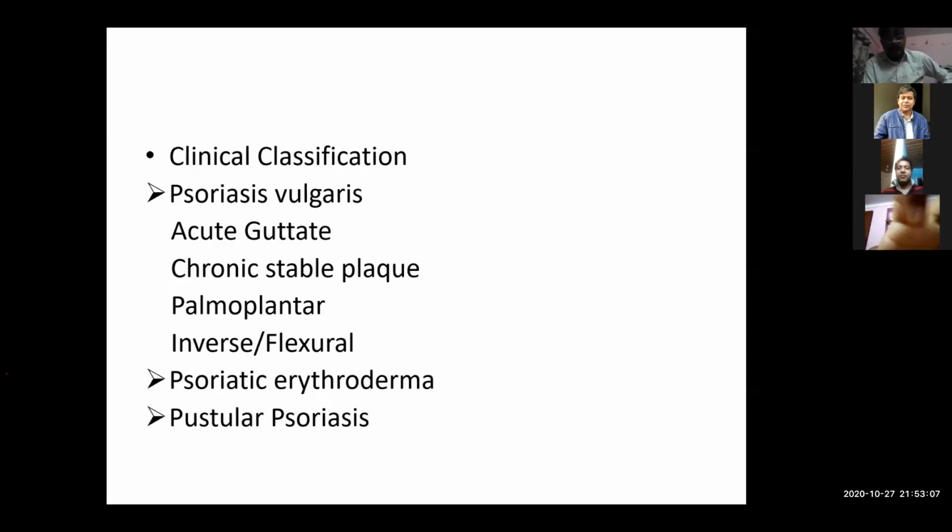And another serious variant of psoriasis is pustular psoriasis. Again, very difficult to control. Systemic medications and long-term treatment are very important. Here, pustules take predominance. So, psoriasis vulgaris with its four principal types: guttate, the commonest chronic stable, palmoplantar, inverse or flexural. Moving on to psoriatic erythroderma and pustular psoriasis.